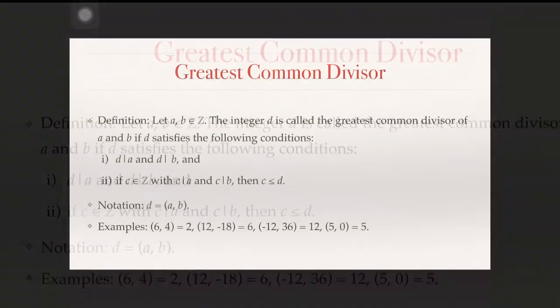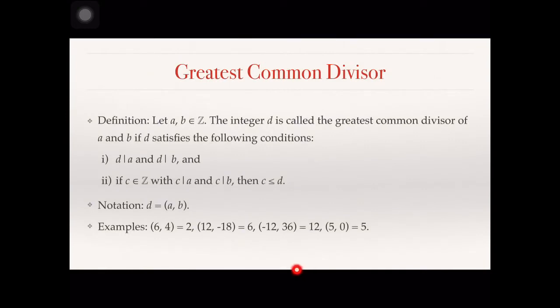Let's have a glimpse of what GCD is. GCD, or greatest common divisor, has these properties. Given a and b integers, d will be called the greatest common divisor if it satisfies the following two conditions. That would be d divides a and d divides b. And if there is another integer c that divides both a and b, that c must be less than or equal to d, knowing that d is the greatest common divisor.